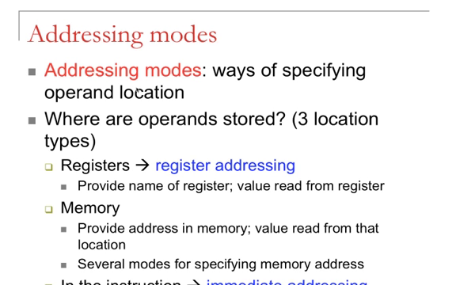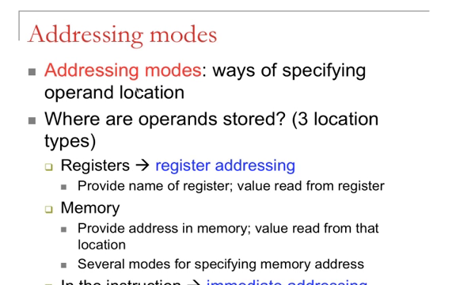First is a register, or we can call it register addressing. We provide the name of the register, and the microprocessor will read the value, the operand, from the register. The second location type is the memory. It provides an address to the microprocessor, and the microprocessor will use the address to load the corresponding data from memory.